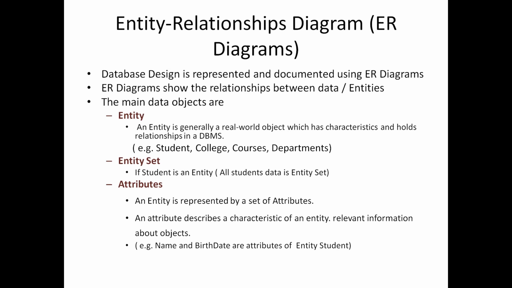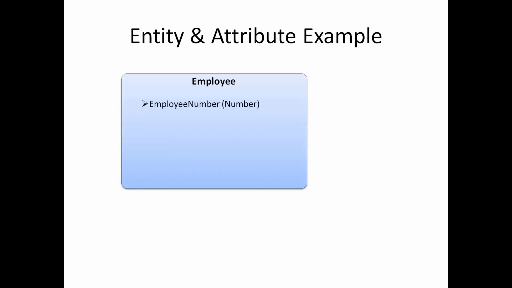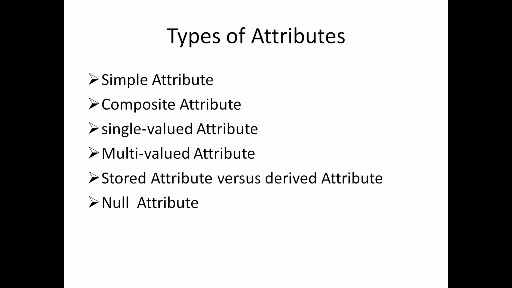So relevant information of a student is, like, what is his roll number, what is his name, what is his age, what is his birth date, and things like that. This is just an example: an employee has an employee number, that's an attribute of the employee entity. It could have a first name, a last name, a date of birth, and a city. The attribute could be of different types: simple attribute, composite attribute, single valued attribute, multi-valued attribute, stored attribute versus derived attribute, and then there could be a null attribute. We'll look at what these are.